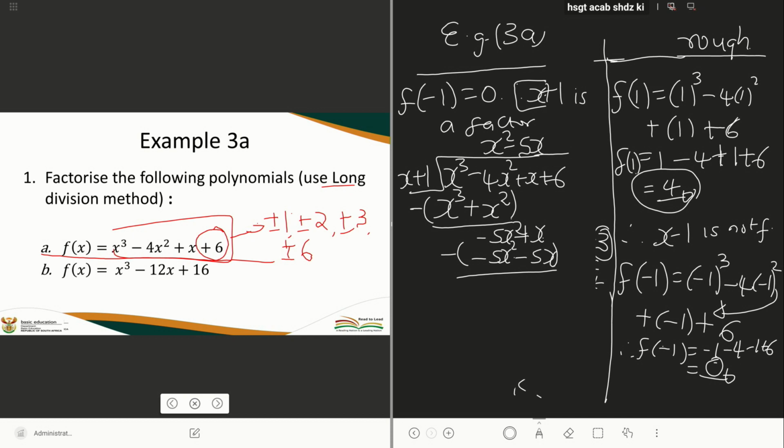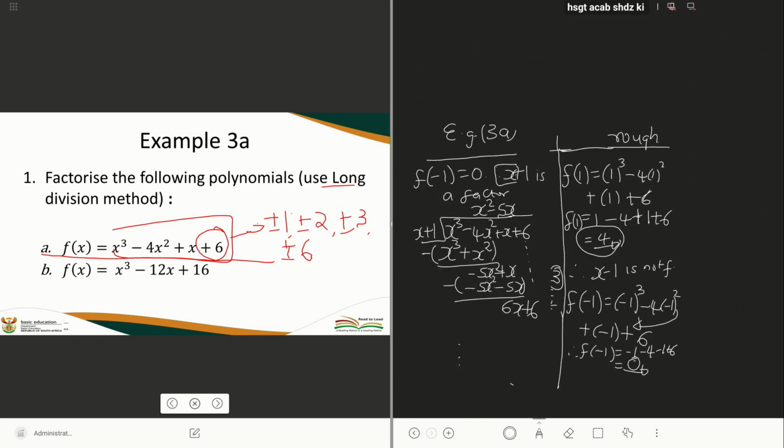X minus negative 5x is going to be positive 6x. Remember, it's x minus negative 5x. So when you multiply, this is going to be positive, right? So it's 6x. Then what do you do? You bring down the next term, which is positive 6. From there, you need to start the process again.